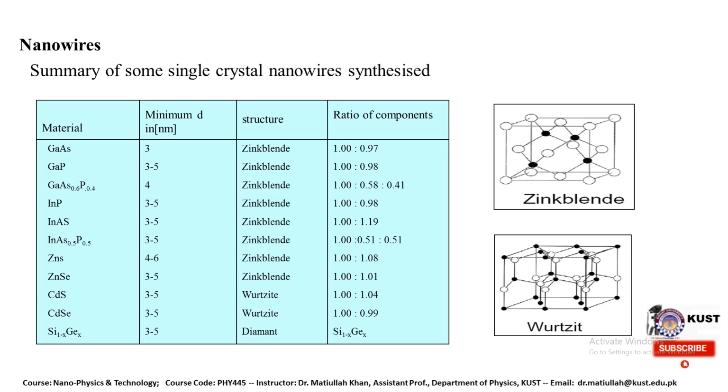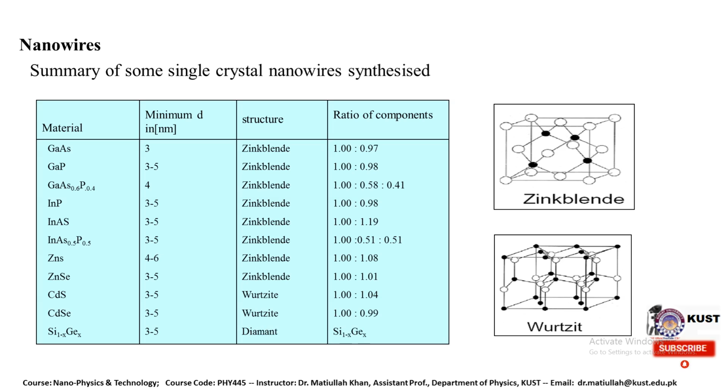Further, we have some nanowires made from ZnS having a minimum diameter of 4 to 6 nanometer, with the zinc blende structure. Similarly, ZnSe is achieved with a minimum wire diameter of 3 to 5 nanometer, and it also carries the zinc blende structure. For the case of CdS and CdSe, we can also get the wurtzite structure with a minimum diameter of 3 to 5 nanometer for these particular nanowires.